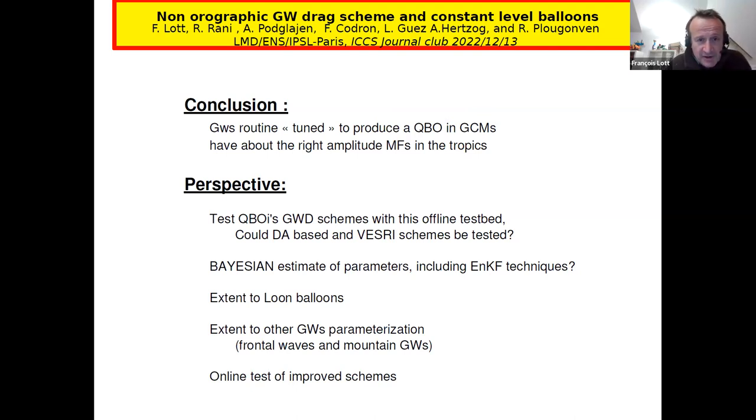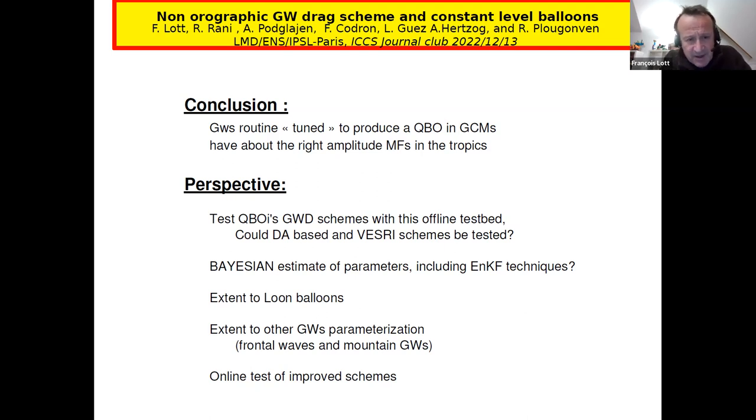So the conclusion is that gravity wave routines tuned to produce a quasi-biennial oscillation in a GCM have about the right amplitude of momentum fluxes in the tropics. And that was something that was not really truly measured so far. So I think it's an important outcome of this project.